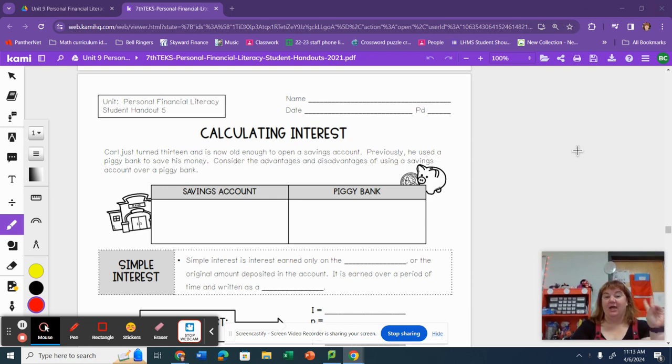Today, we're going to talk about calculating interest. There's two types of interest. There's compound and there's simple. We're going to start with simple and then we'll move to compound. It's just a formula. You're just filling in a formula.